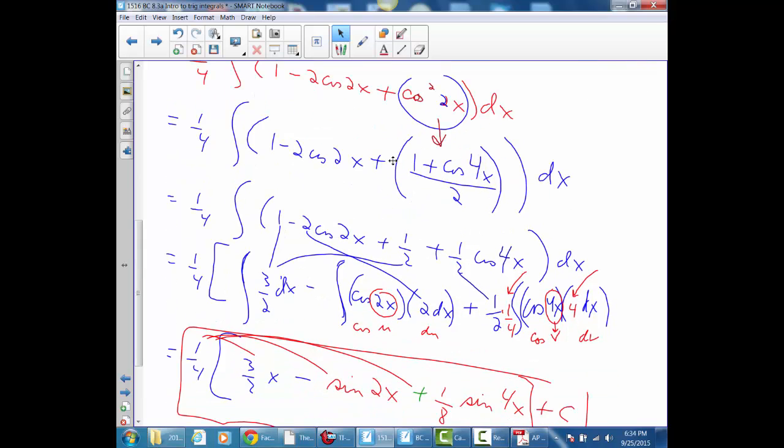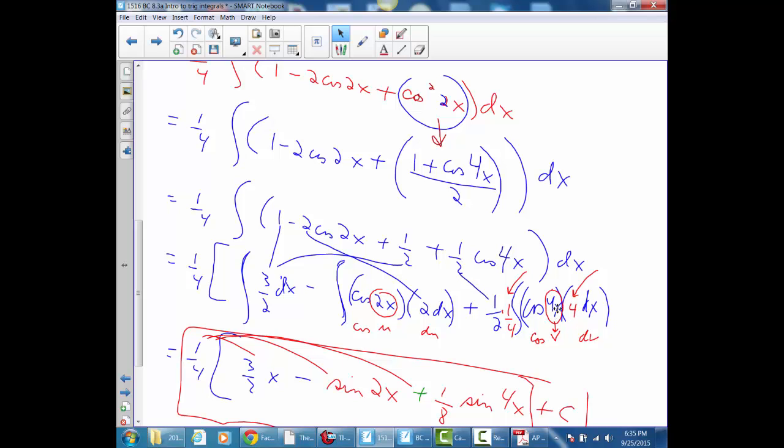Okay, so when I multiply through, that'll give me plus a half cosine 4x. You have 1 plus a half is 1.5 or 3 halves. You have your negative 2 cos 2x, so you have the 2 here, and basically you have everything you need because there's your u is 2x, your du is 2 dx. And then the last term is plus 1/2 integral cosine of 4x dx.